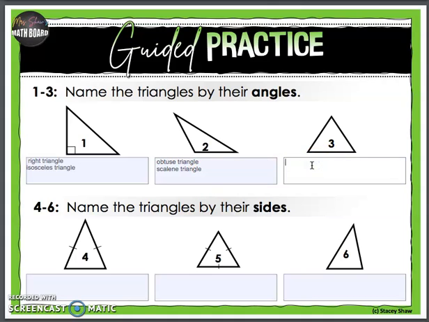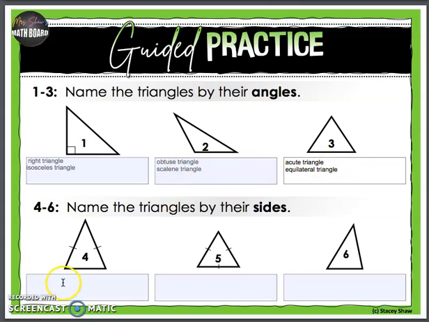Then on the last one, looking at the angles, they're all 3 acute angles. So this would be considered an acute triangle. And all of the sides are equal. So if we're looking at the sides, we could also say that it's an equilateral triangle.